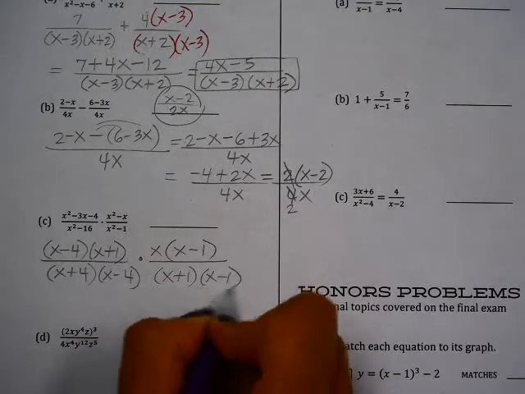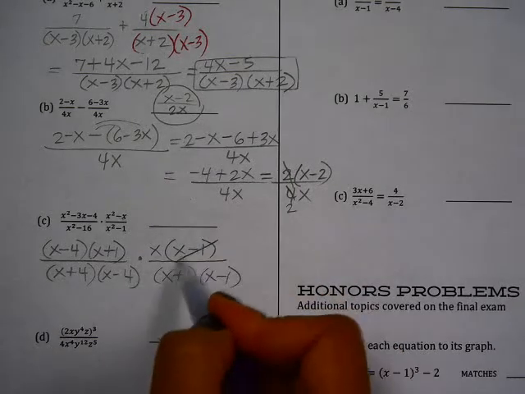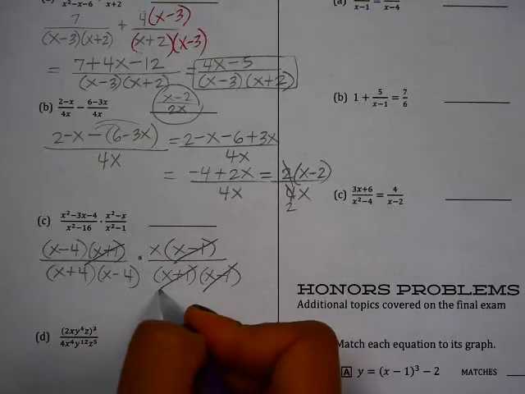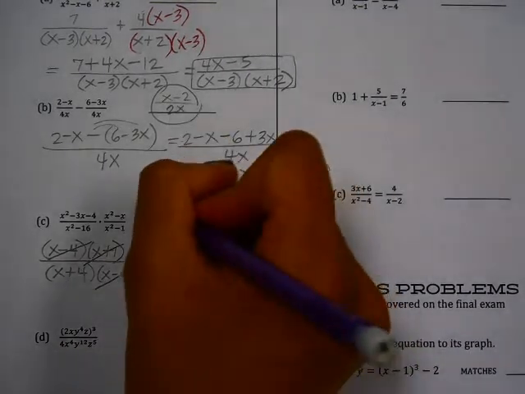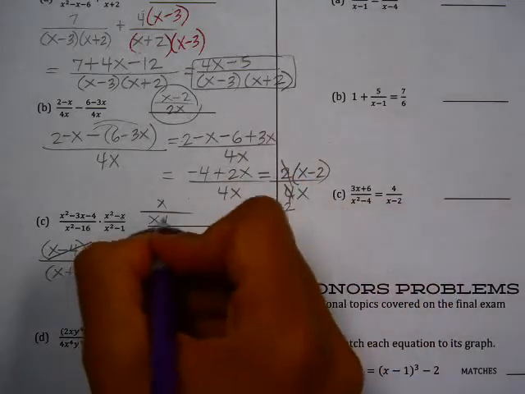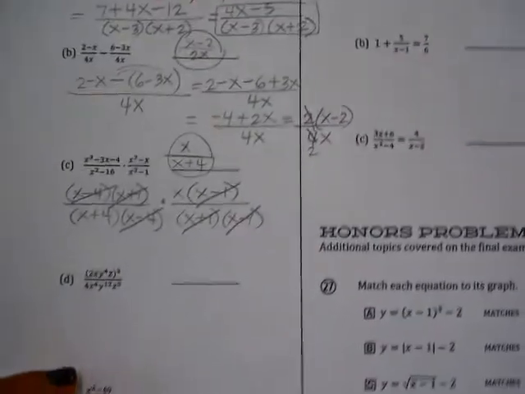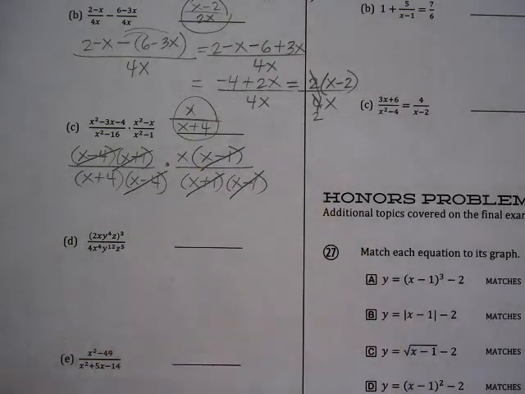Now that everything's factored, we can look for common factors that cancel. The x minus 1s cancel here. The x plus 1s cancel. The x minus 4s cancel. And we're left with an x in the numerator and an x plus 4 in the denominator. Alright, on part D, here we're just simplifying. There's nothing that needs to be factored.